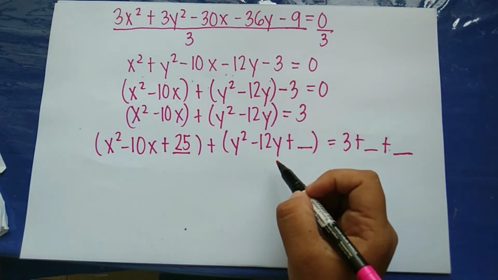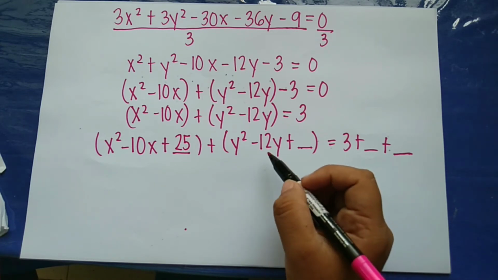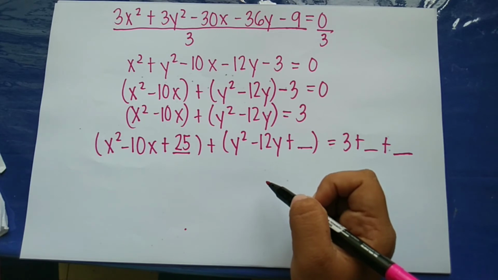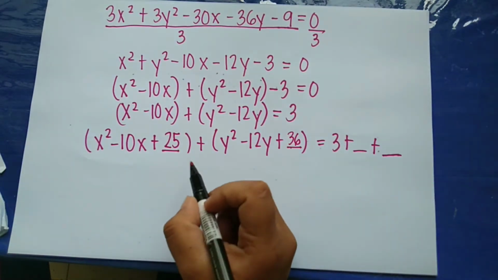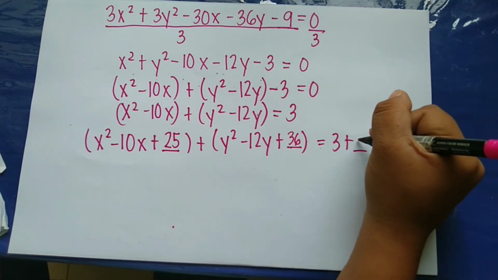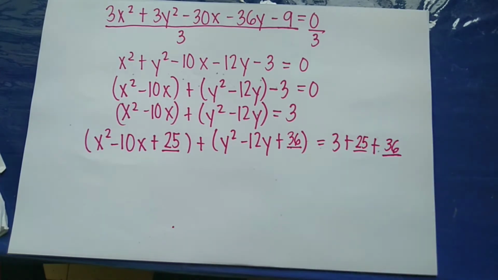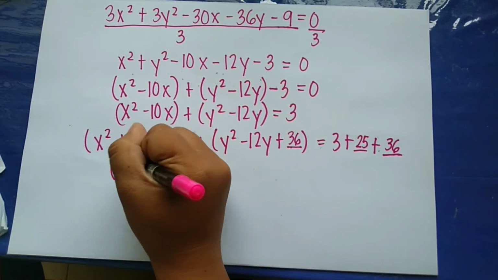Negative 12y divided by 2 is equal to negative 6, and negative 6 squared is equal to 36. So we added 25 and 36 here, so we should add it to here. 25 plus 36 on both sides of the equation. We will just write here.